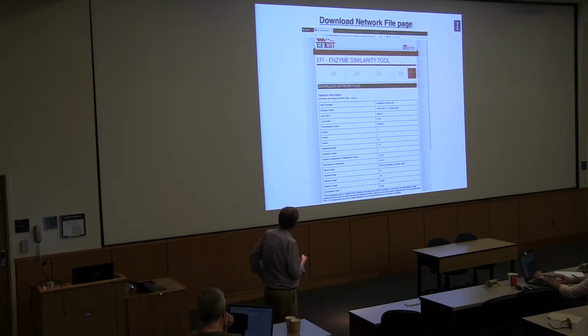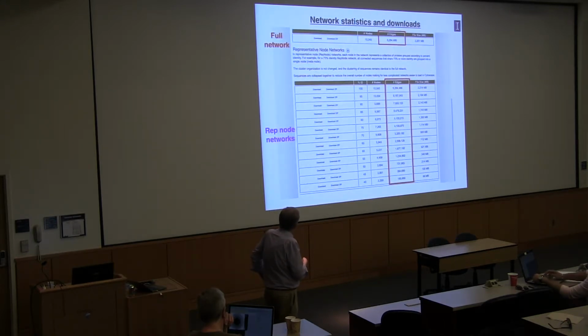It's got some statistics at the top. At the bottom, it has various files that you can download. You have one file that you can download. It's usually there, but not always, for the full network. That means it's a network that has all of the sequences, all right? We also provide what we call our representative node networks.